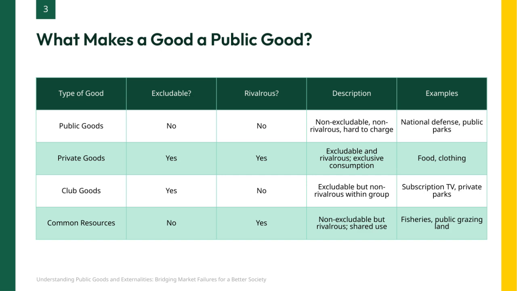Finally, common resources are non-excludable but rivalrous. People can't easily be prevented from using them, but their consumption by one person reduces what's left for others. Fisheries and public grazing lands are typical examples where overuse can lead to depletion. By looking at these classifications, we gain insight into why some goods require different management or policy approaches. Public goods often need collective funding, while common resources require careful regulation to prevent overuse.